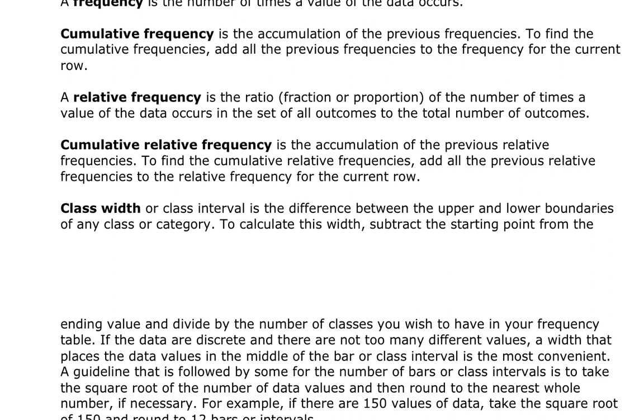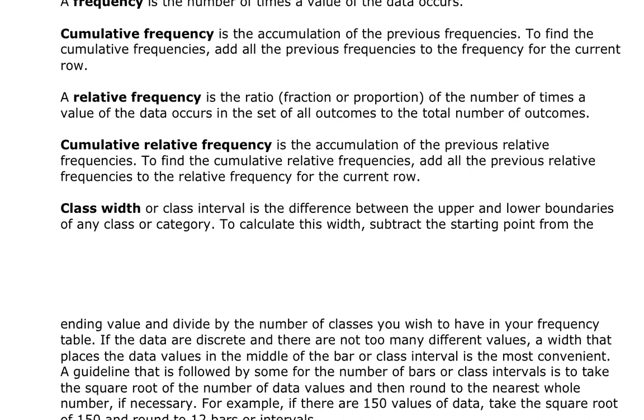A guideline that is followed by some textbooks to find the number of bars or class intervals is to take the square root of the number of data values and then round to the nearest whole number. Now we're going to be using spreadsheets for most of that. With our spreadsheets, we can make a decision about how many we want, and it calculates this on the back end if you don't tell it how many you want.